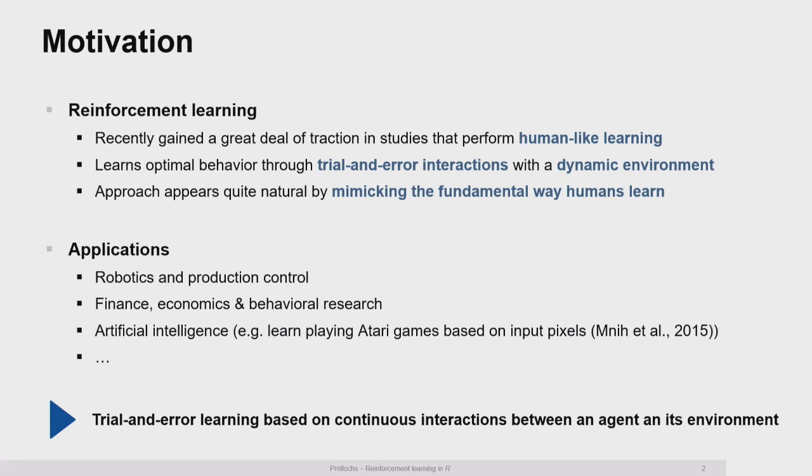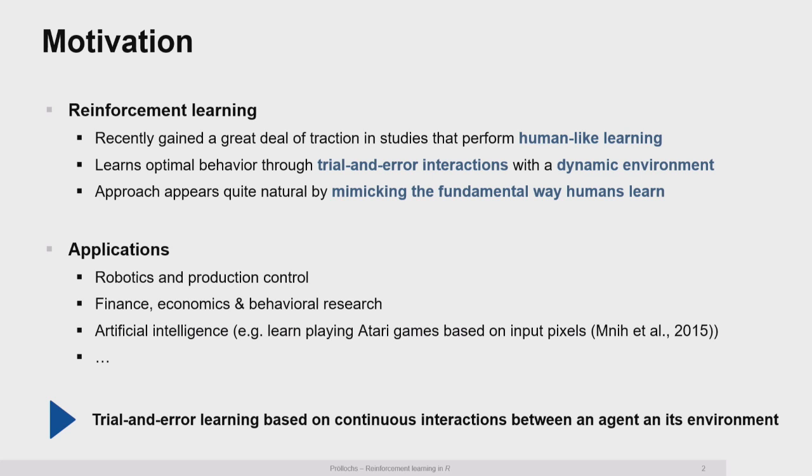So what is reinforcement learning and why is it so special? In fact, reinforcement learning has recently gained a lot of traction in studies that perform human-like learning. Reinforcement learning basically learns an optimal behavior for a so-called agent through trial and error interactions with a dynamic environment. The interesting thing is that this approach appears quite natural because it mimics the fundamental way humans learn. There are many applications out there.